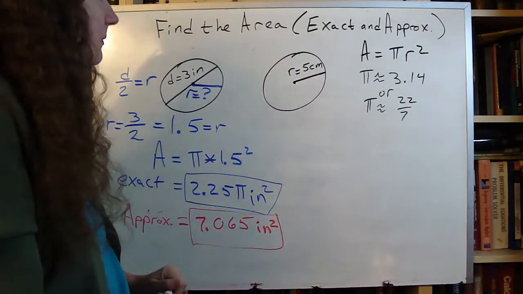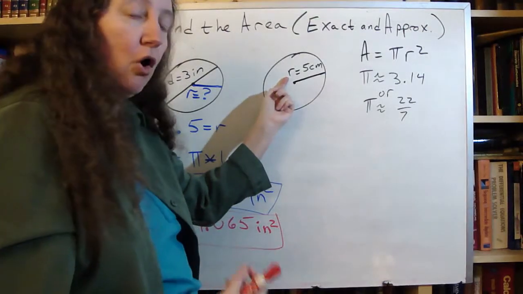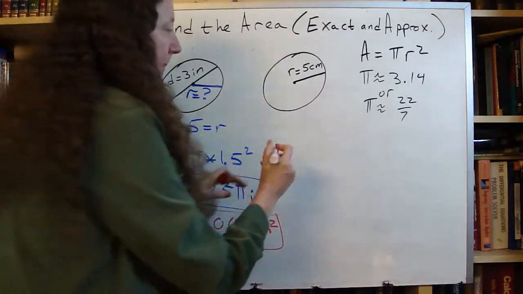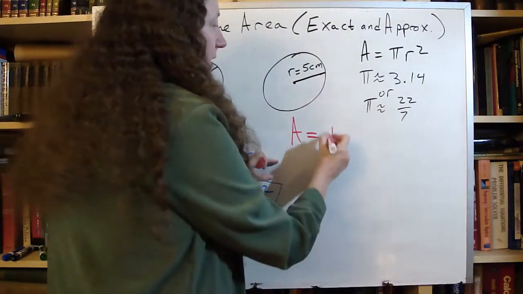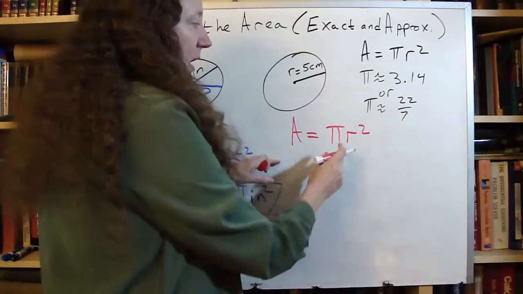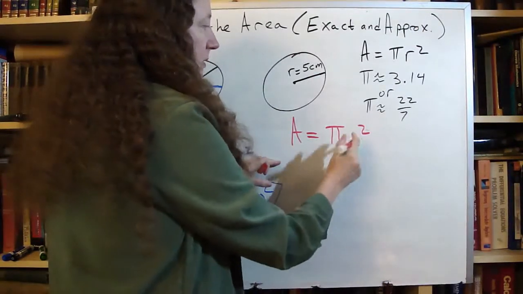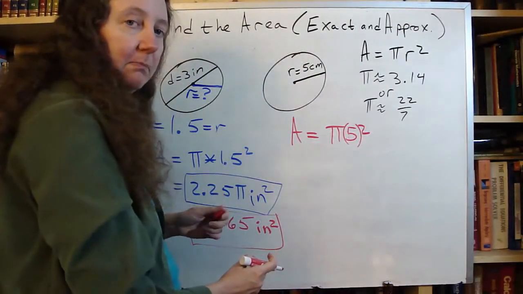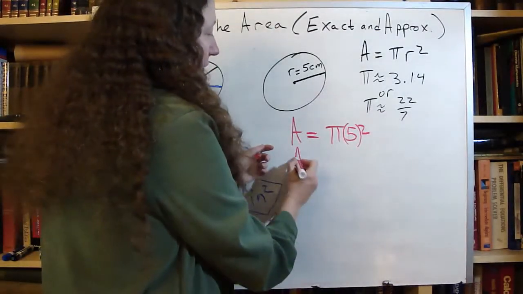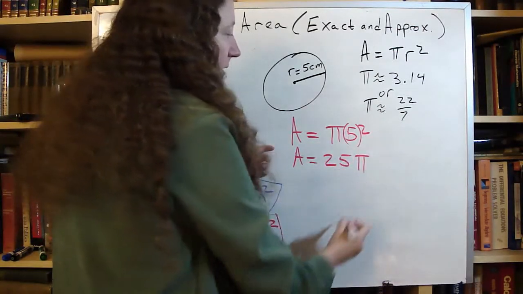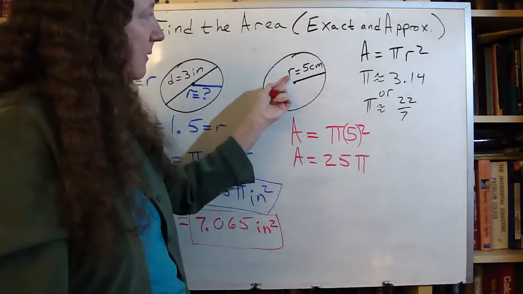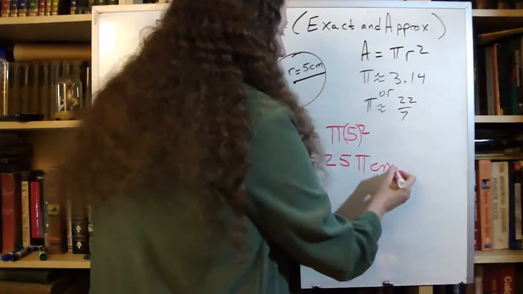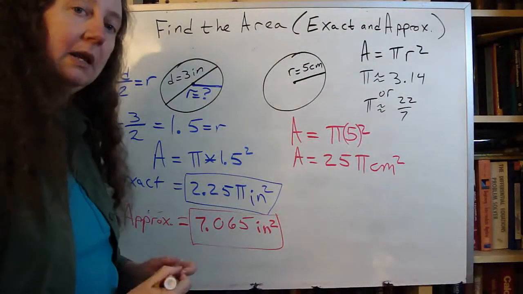Let's move on to that problem. Like I said earlier, I already have r, so I can jump straight into the equation up here. Area is pi r squared. I'm going to replace the r with 5. I have to square my 5 before I multiply the pi. So area is 25 pi. I need my units. Centimeters squared. Now I have my exact answer.